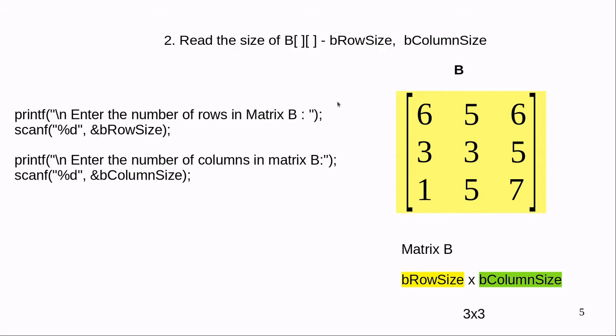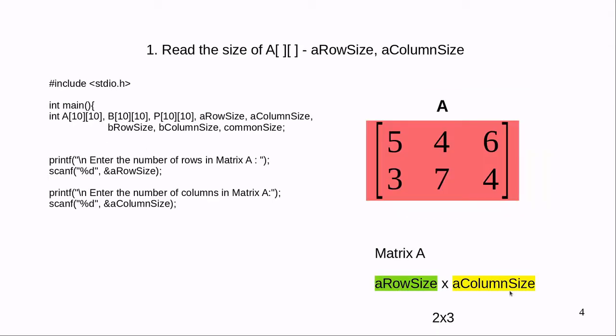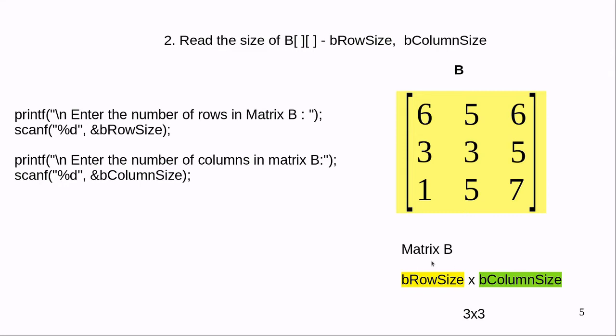And in the next step, in a very similar manner, we ask for the number of rows in matrix B and the number of columns in matrix B. Here we are storing these to the variables called B row size and B column size. Earlier it was A row size and A column size, but now it is B row size and B column size. Okay, so the sizes of matrix A and B, all those 4 variables, are read.